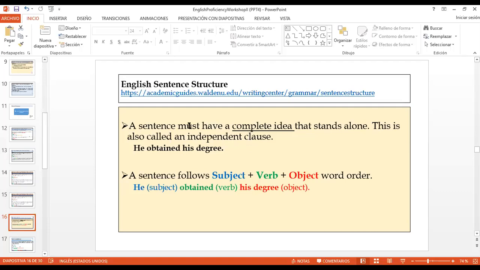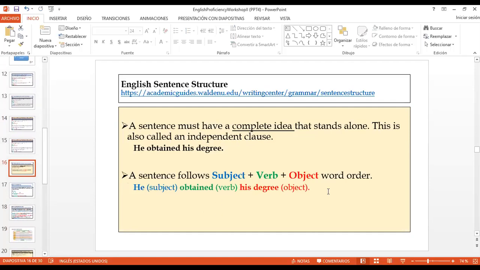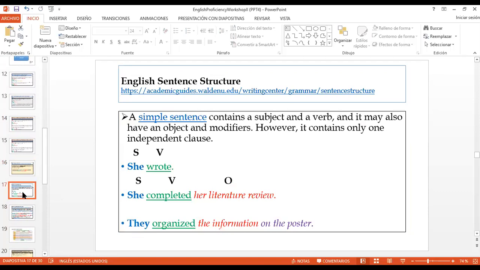Okay. So we have always to respect this premise of a complete idea. Yes, the sentence stands alone and expresses a complete idea. Subject, verb, object is the basic word order. And as far as you respect this, you will be on the safe side, as I said. So you will be communicating your message. So here we have simple sentences that contain those elements. Subject, verb, object. She completed her literature review. They organized the information on the poster. So I never separate these elements, yes? They organized in the poster, no, they organized what? The information on the poster. So I cannot break this organization. If I start breaking this organization, then I start having problems with my sentences, basically, yes.